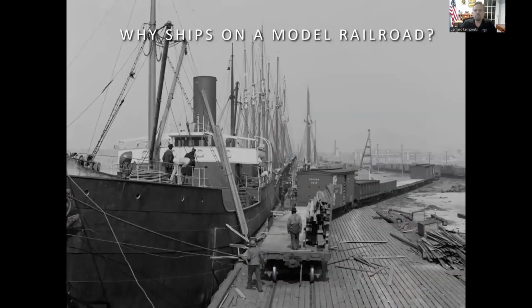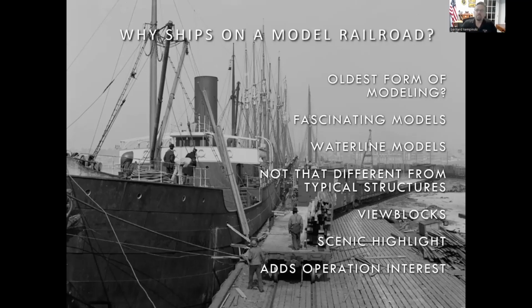Okay, so first question is, why ships? A couple of years ago, when Paul Dolkus built his port layout, he had this great big open area between two piers. And I said, Paul, you should put a ship in there. And he said, I'm a model railroader. I'm not a ship modeler. And I said, oh, okay, whatever. But I like to do everything. And I think there's a lot of reasons why you might want to have a ship on a railroad.